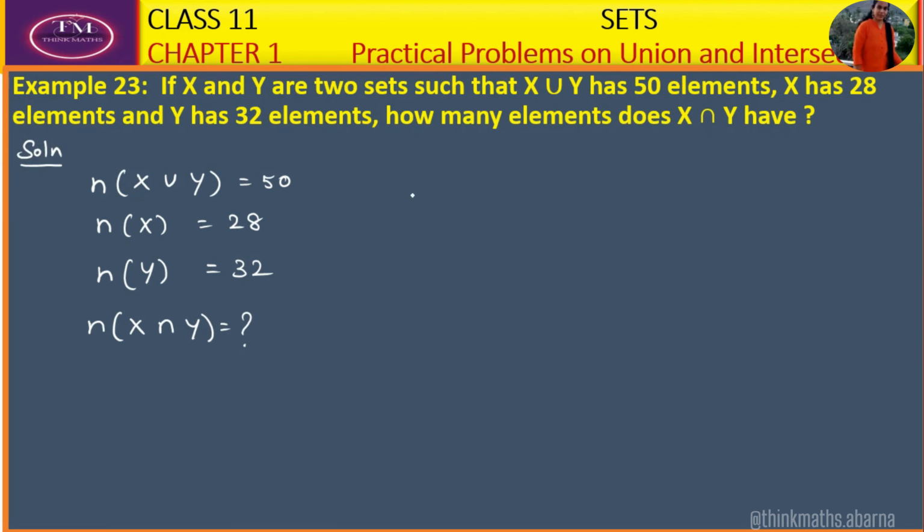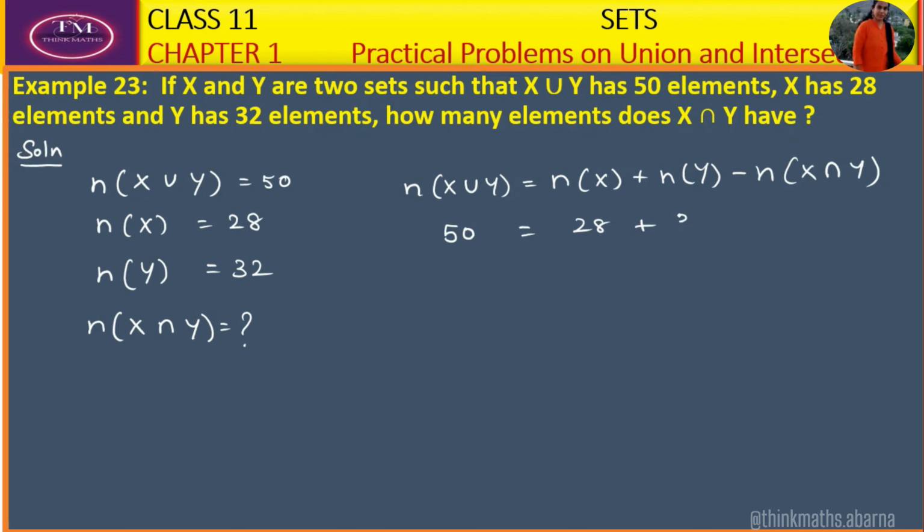So what is the formula we know? We know the number of elements in x union y is equal to the number of elements in x plus the number of elements in y minus the number of elements in x intersection y. So x union y is 50. n of x is 28, n of y is 32, minus n of x intersection y. What is 28 plus 32? It is 60. So 60 minus n of x intersection y.